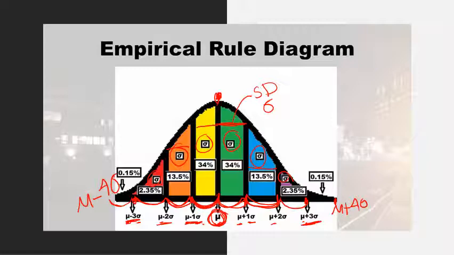Now, what do the percentages within this mean? It means that 34% of the data falls in this section, and 13.5% falls within this section. This is using the empirical rule. Remember, this only counts for a normal distribution, and of course, here we have a normal distribution curve. That's why it's like this.